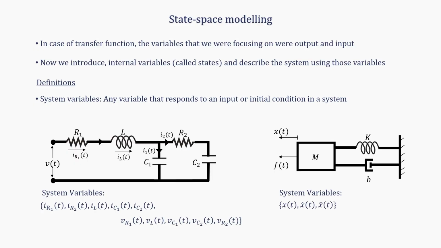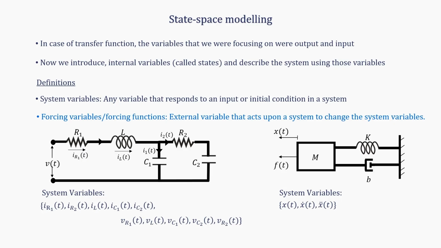Similarly, for a spring mass damper system, suppose you are applying a force here, this is the forcing variable. Here x(t) is your position, x dot is velocity and x double dot is your acceleration, and those become your system variables in this case.